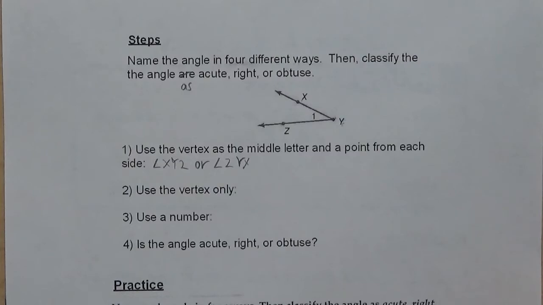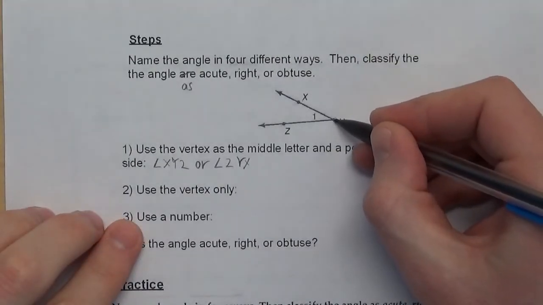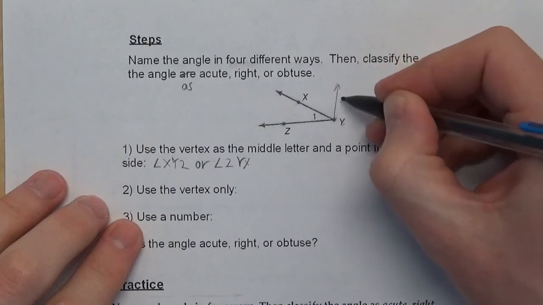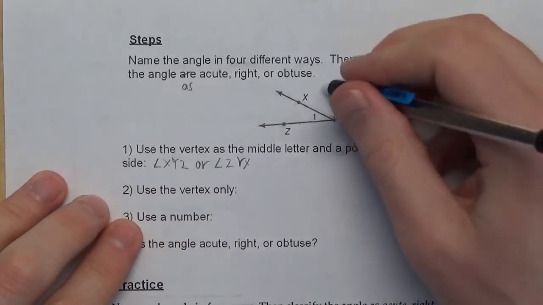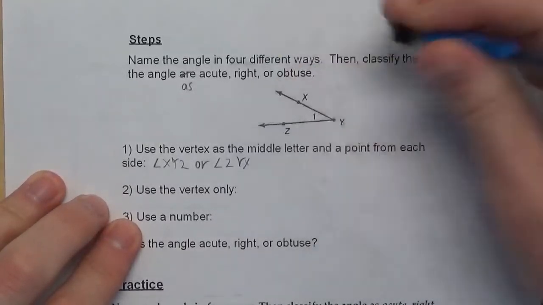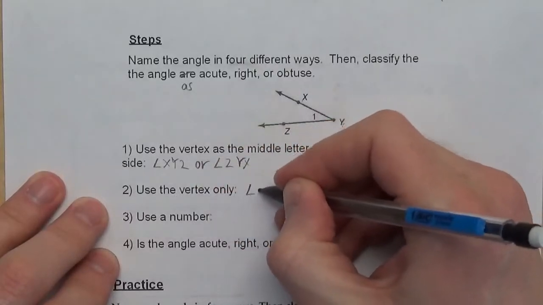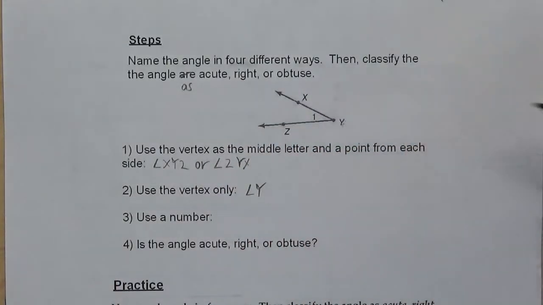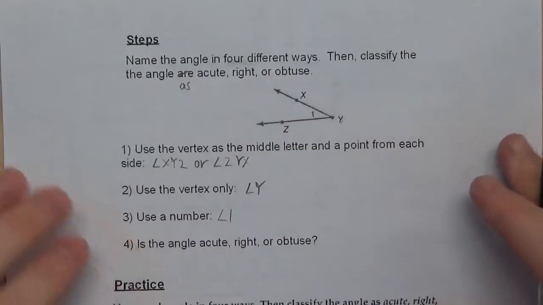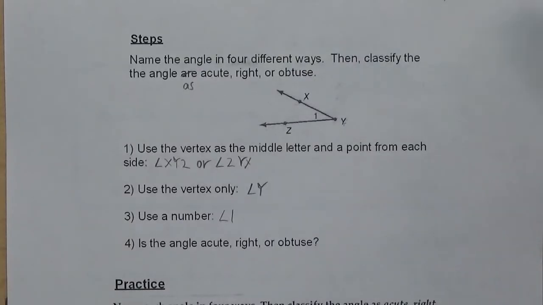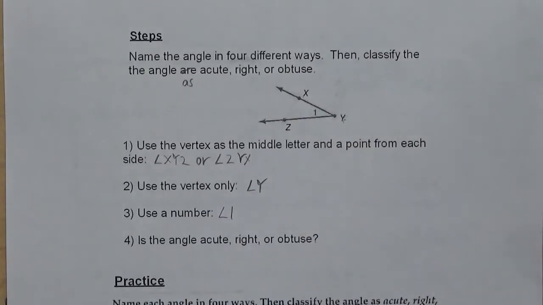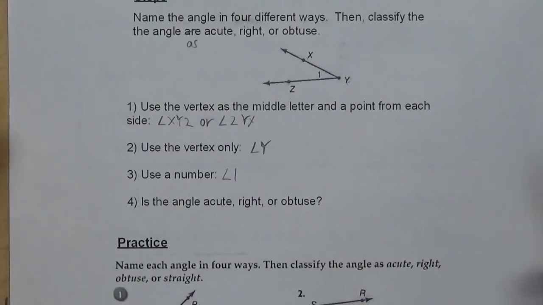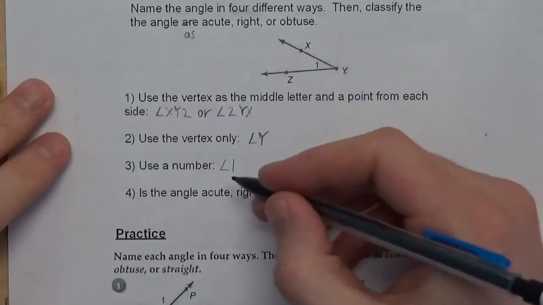Number 2, you can use the vertex only, as long as you only have 1 angle coming off that vertex. Now, if I added one here and said that this was point B, for example, we couldn't just label this angle Y anymore because you've got 2 angles coming off of it. But if it's the only angle from that vertex, you can use just angle Y. And then sometimes there'll be a number inside the angle, like we saw on the other side of the page there. You can name the angle just according to that number, so angle 1. So there's 4 different names for this angle that we can come up with: the 3-letter names, just the vertex only, or the number. And then we have to classify if the angle is acute, right, or obtuse. This looks like an angle that is less than 90 degrees, so it is acute.